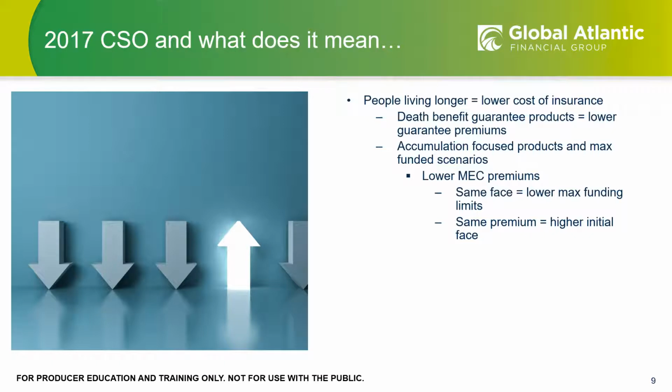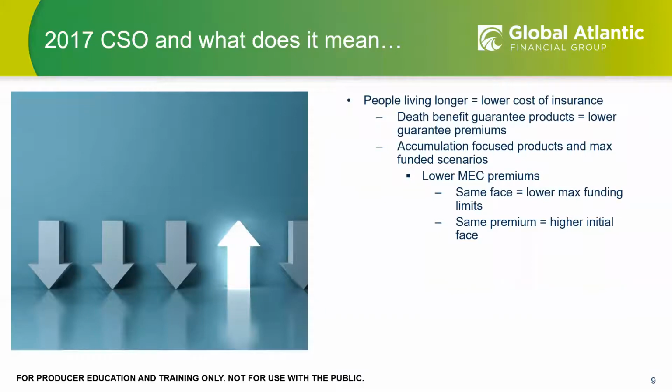What that means for insurance policies is the cost of insurance rates in general are lower on products with 2017 CSO because of greater, or improved, mortality. So for death benefit guarantee products, that has a positive impact on the guarantee premiums. On accumulation products, the max funded scenarios, what that really means is your MEC premiums are lower. So if you were running the same face on an old 2001 product versus 2017, you're going to see a lower max funding limit.